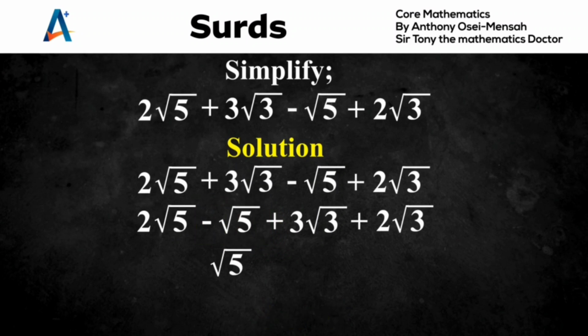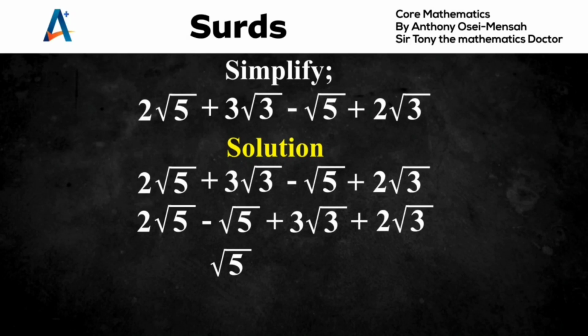And you write it as root 5. That means the coefficient is 1, but we don't write it in mathematics. So 2 root 5 minus root 5 will give us just root 5. 2 of the root 5 minus just 1 of the root 5 will give us a single root 5. That is the meaning.